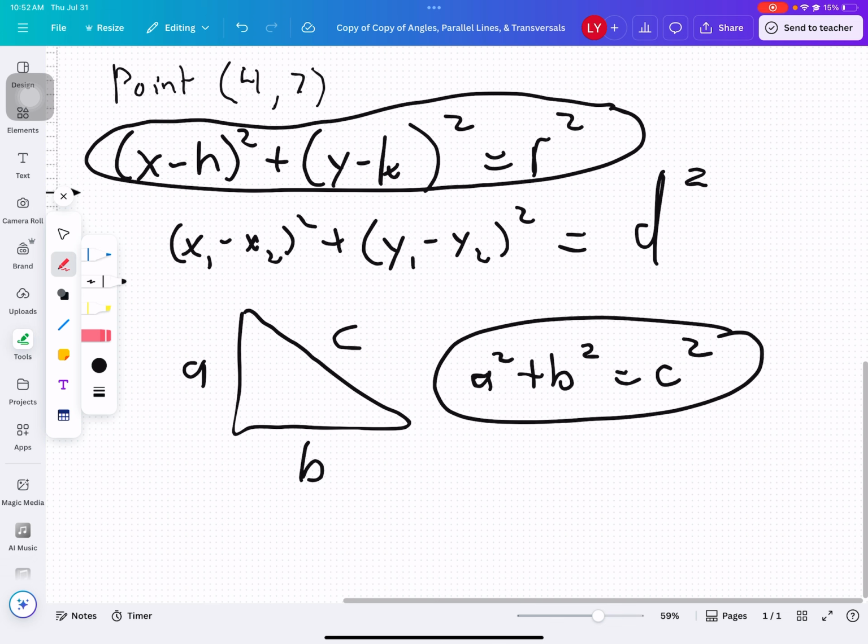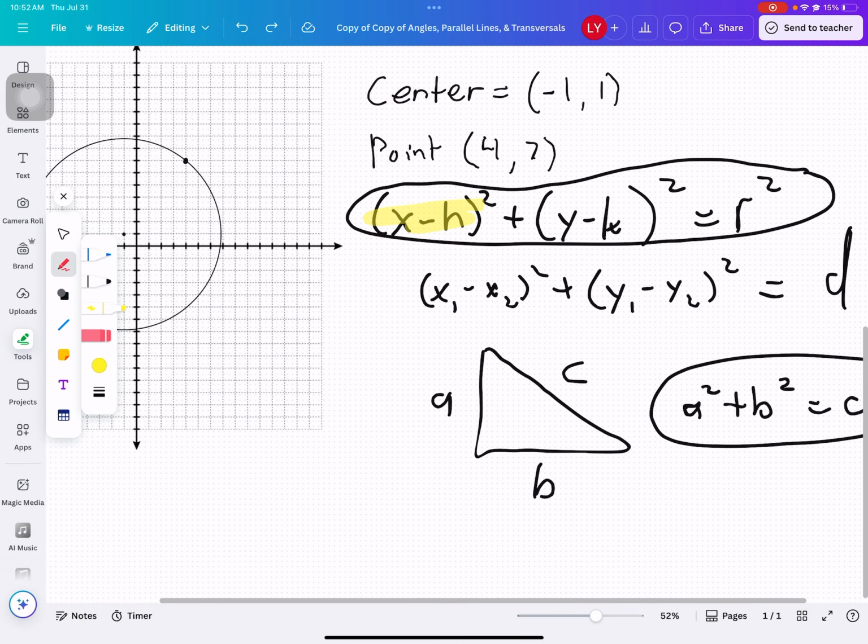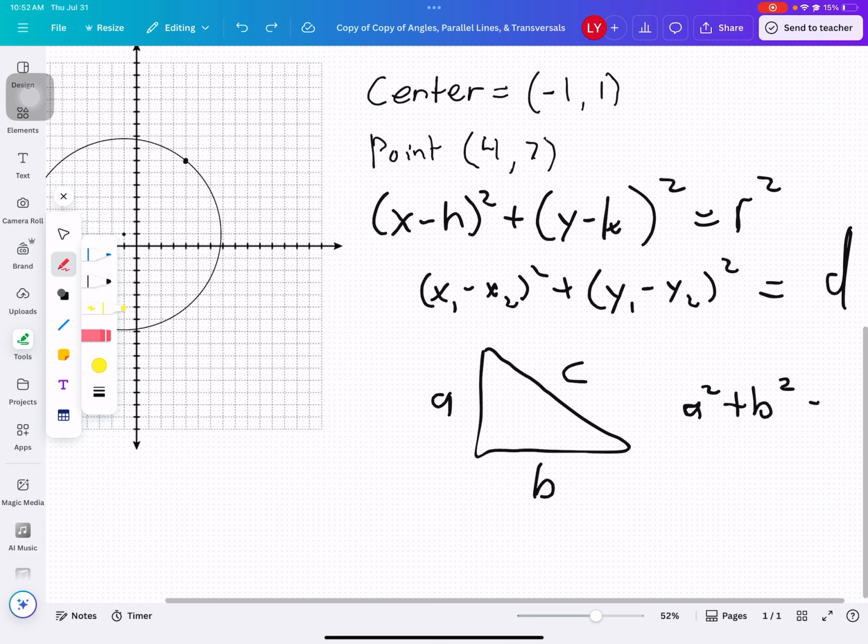So basically, the difference in x squared plus the difference in y squared equals r, which is, in this case, the distance. Now let me show you how to solve it.